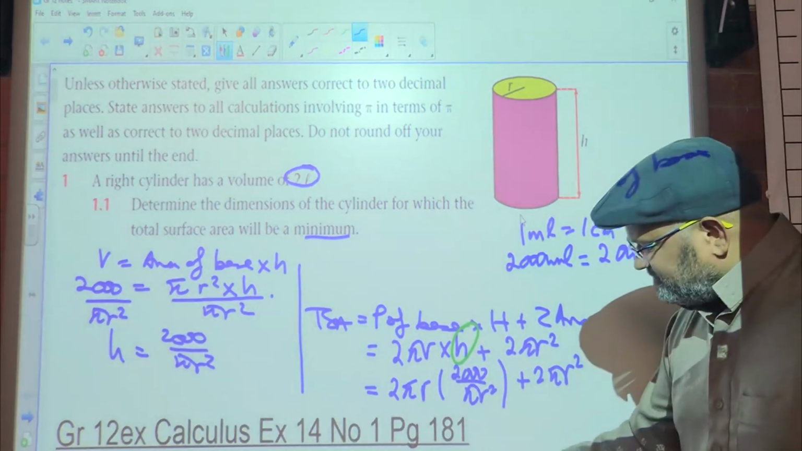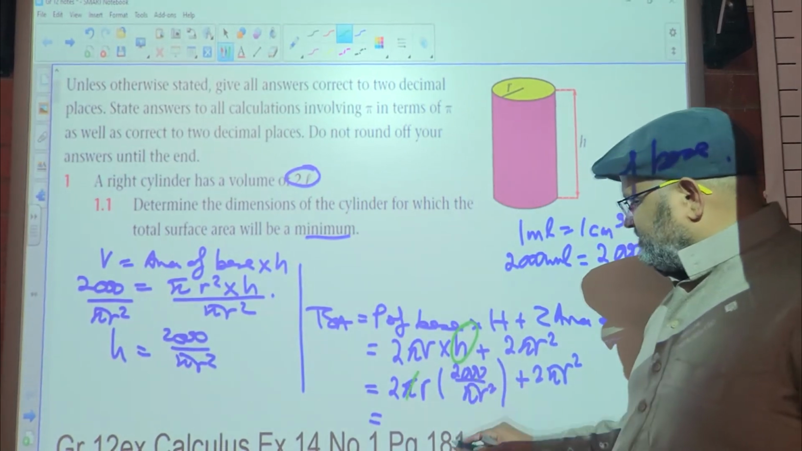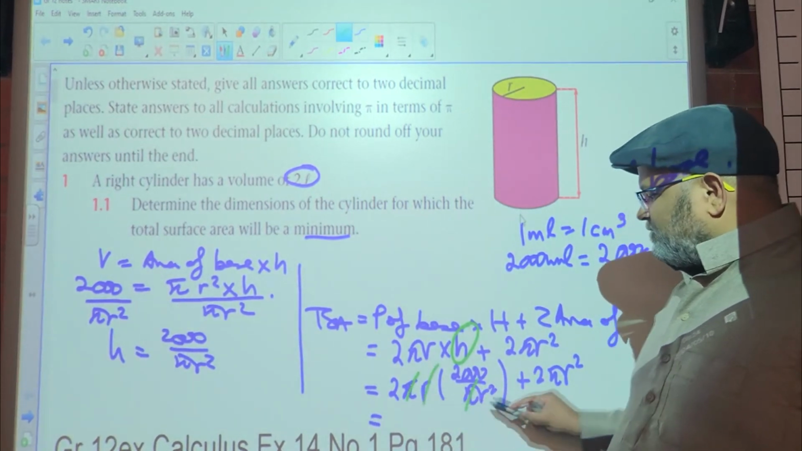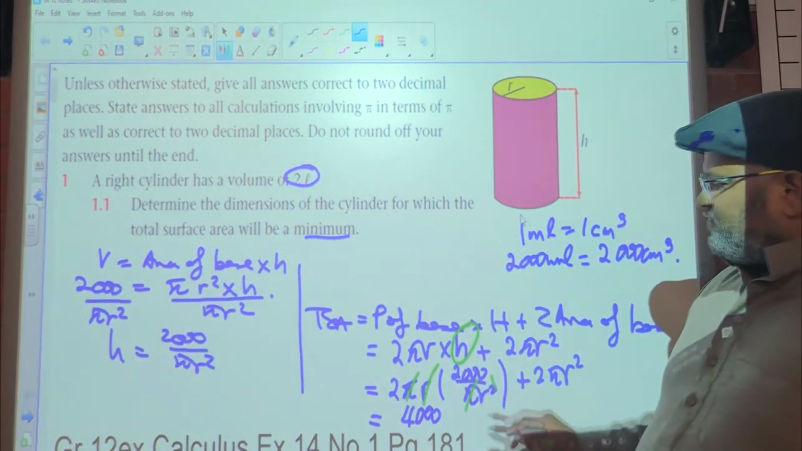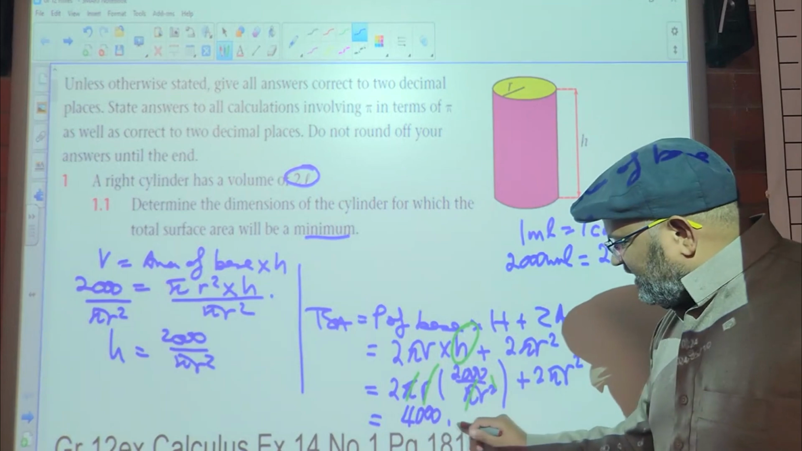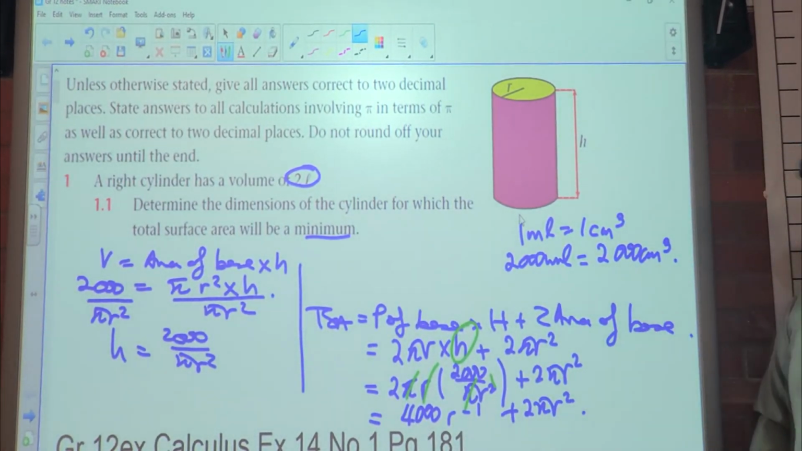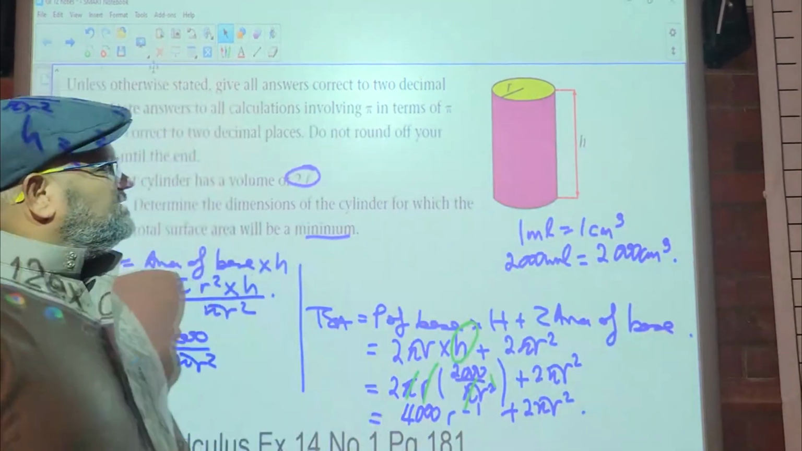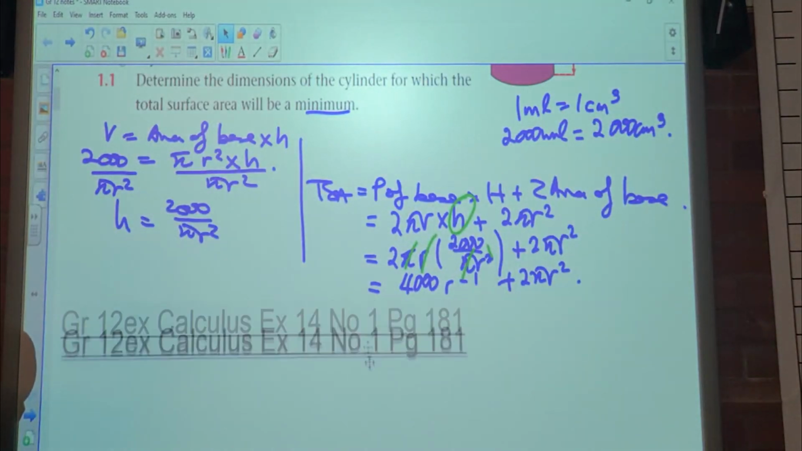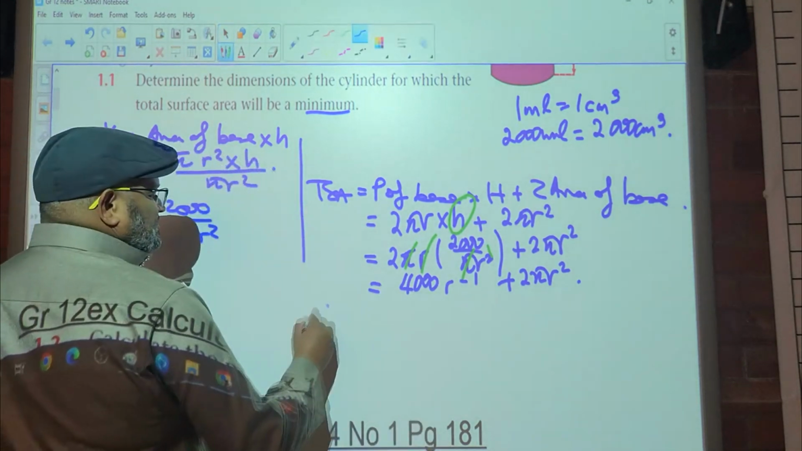Which now gives us, the pi's cancel, and one of the r's cancels, so it's going to be 4000 over r, which is 4000 r to the minus 1 plus 2 pi r squared. They want us to determine the dimensions of the cylinder, so in other words, we still need to calculate what the radius is and what the height is. How do I do that? I do that by applying the derivative.